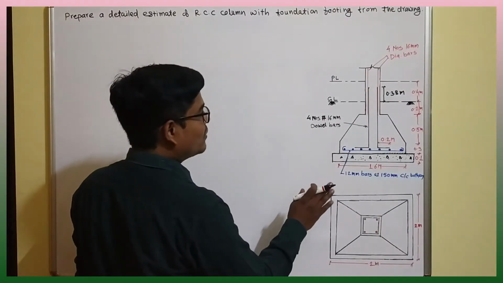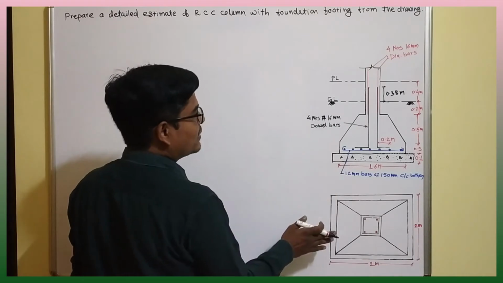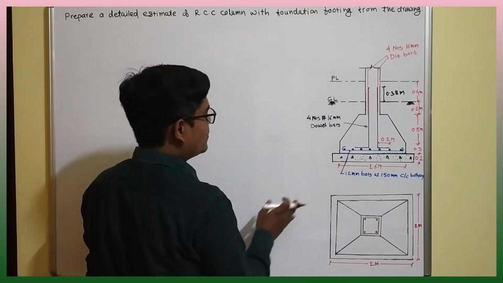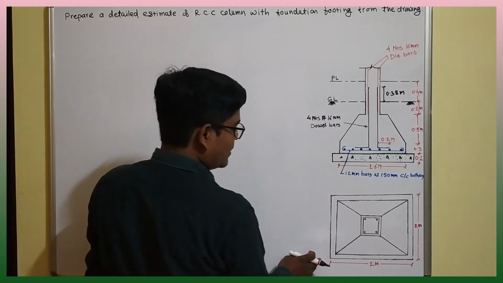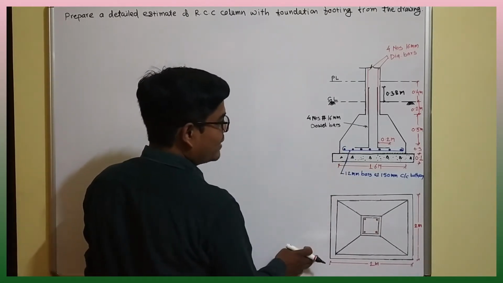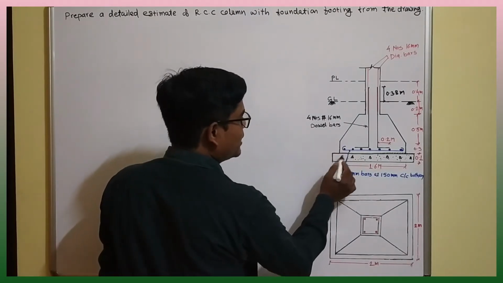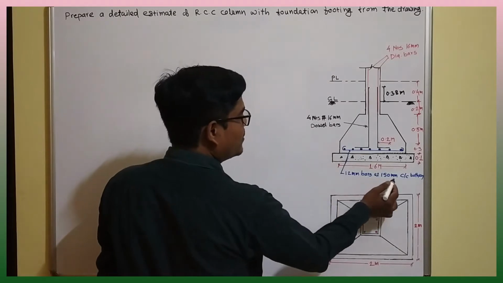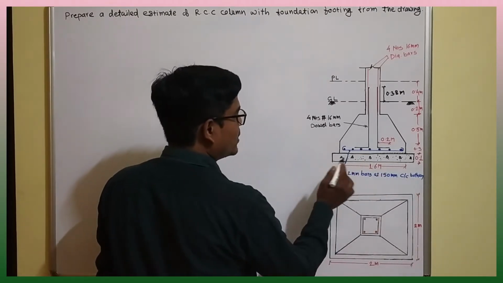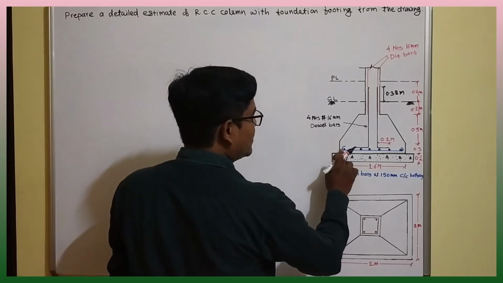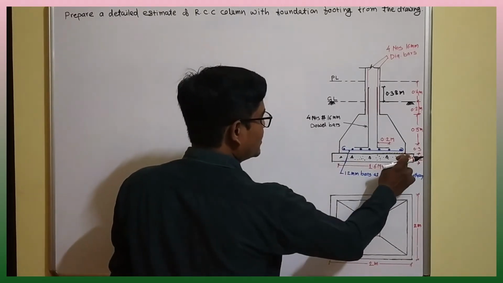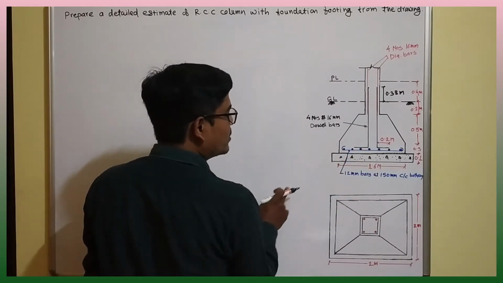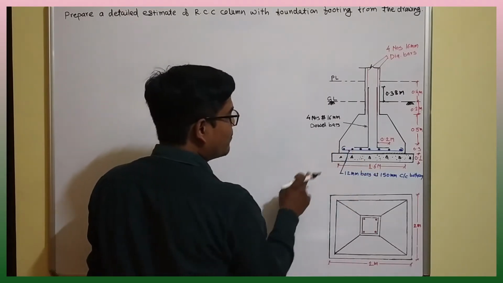Before that, we have to observe the cross section and plan carefully so that it is easy to calculate the quantities of reinforcement. See here, square footing is provided. So here this reinforcement is provided above the PCC, that is 12 mm bars at 150 mm center to center both way. Means this reinforcement is provided in x direction as well as in y direction. So we have to calculate the quantity of this reinforcement.